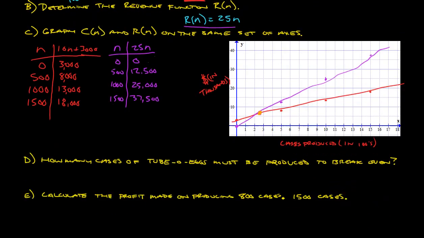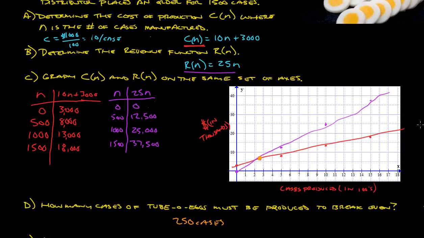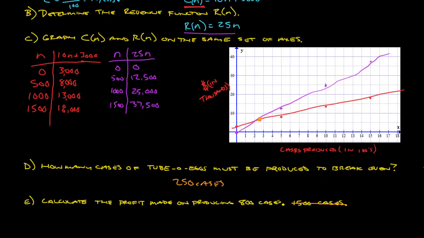So we've graphed them, and then there's just a couple more questions down here that we can answer fairly quickly. How many cases of tube of eggs must be produced to break even? So that right there shows us that we need 250 cases. And then calculate the profit made on producing 800 cases. Let's just skip the 1,500 cases just because we're getting kind of long here. So if we produce 800 cases, the profit made is going to be the revenue minus the cost.